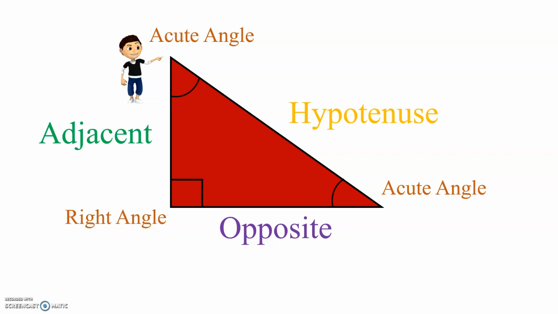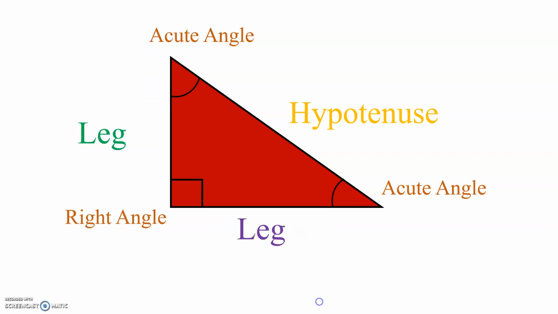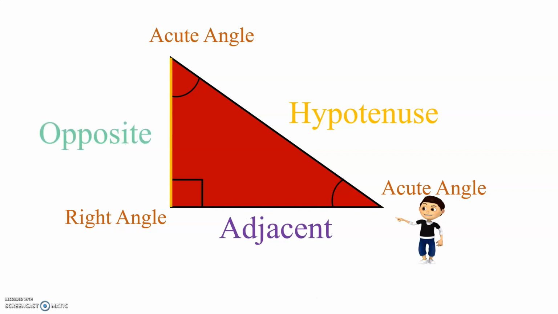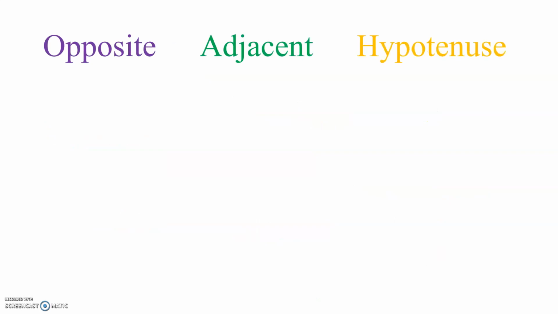But we need to consider that the adjacent and the opposite is named based upon the acute angle. What I mean is this: if we were standing at this acute angle, then this leg is now adjacent, while the other leg is opposite. So the name of the two legs, opposite and adjacent, is dependent upon which of the two acute angles you're referencing. So what we now have are three unique words, opposite, adjacent, and hypotenuse, to identify the three specific sides of a right triangle.